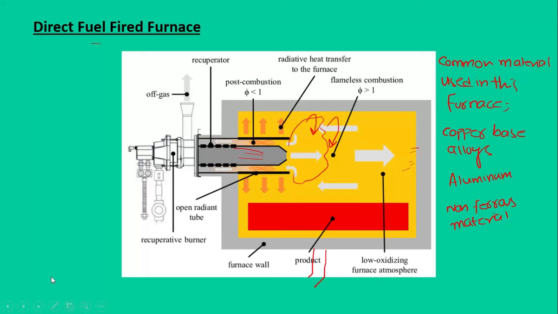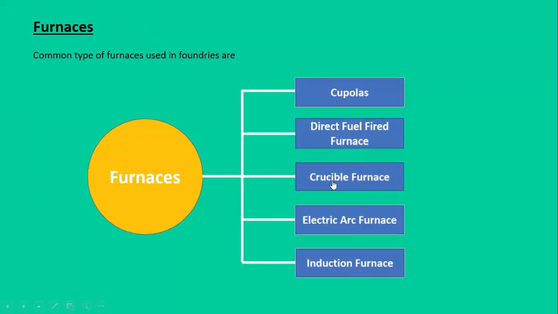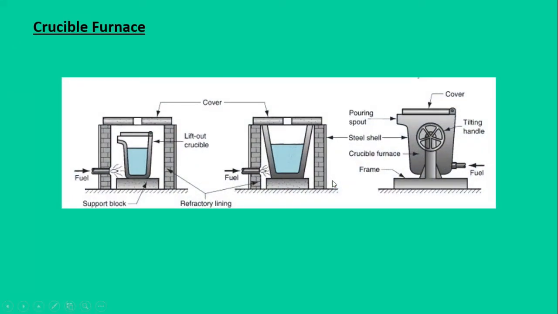The third type of the furnace that is used in the foundries is termed as the crucible furnace. These furnaces melt the metal without direct contact. In the previous one, we have the direct fuel fired furnace, because the fuel, the burning flame, was in direct contact with the material. While this crucible furnace is also known as indirect fuel fired, because there is no direct contact between the fuel and the material, right?